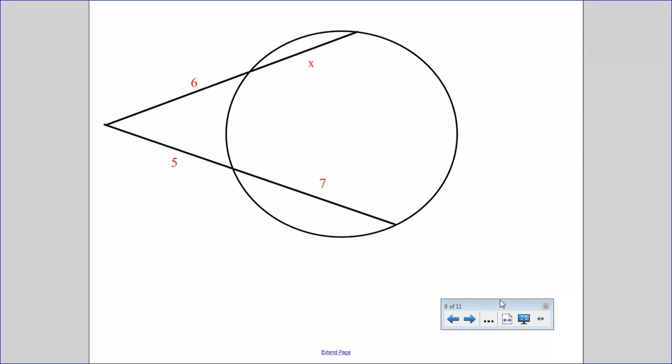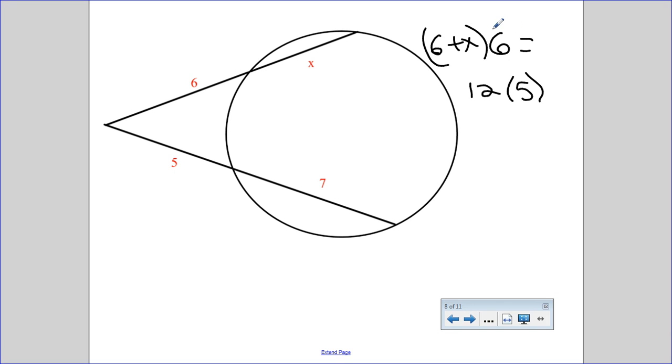Okay, another one dealing with our pieces. Oh, this time it's not telling us the whole. So for this piece, the whole would be 6 plus x times the piece, which is 6, must equal 5 plus 7, which is 12, times the outside, 5.